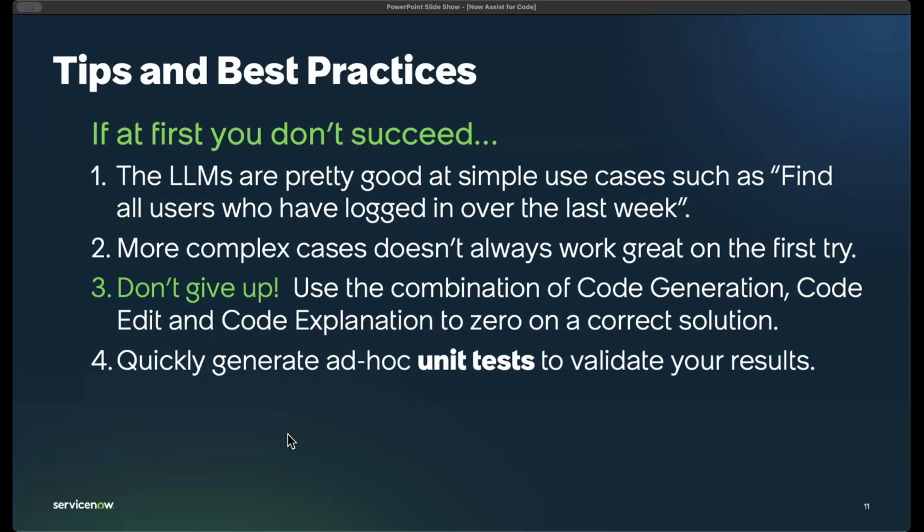I think what we learned today is, if at first you don't succeed, don't give up. Like I said, the LLMs are really good at simple use cases, but complex cases don't always work great on the first try. As you saw, we got into the weeds on the fact that Now Assist was not aware of the changes in the scoped and non-scoped APIs for GlideDateTime, right?